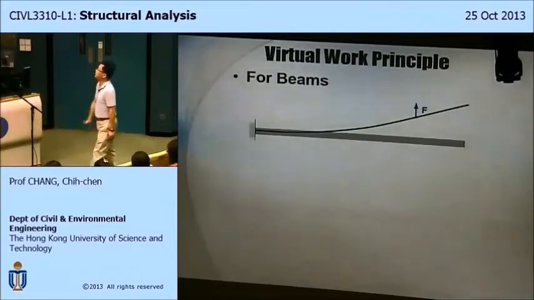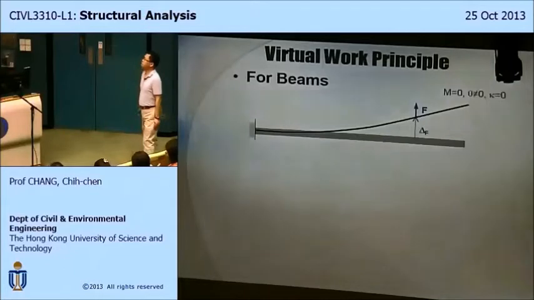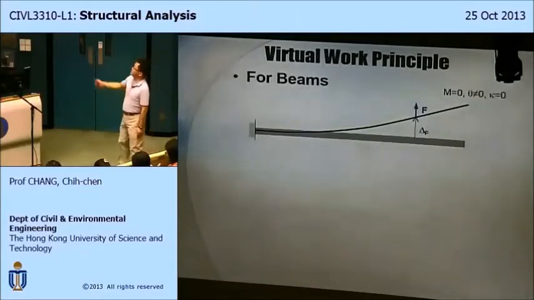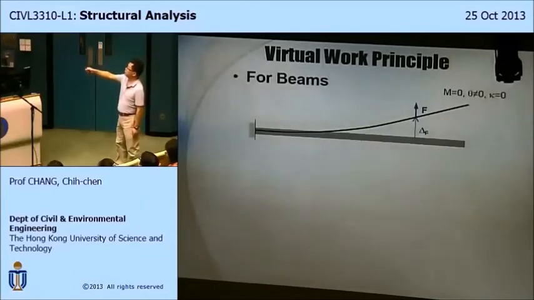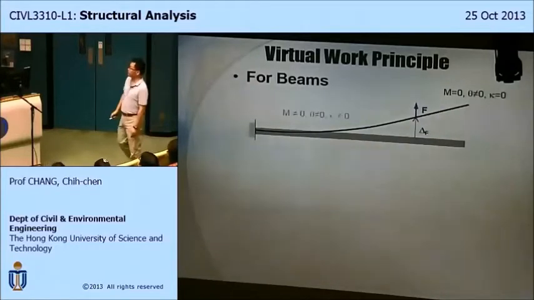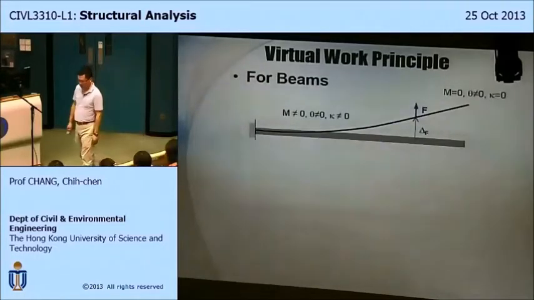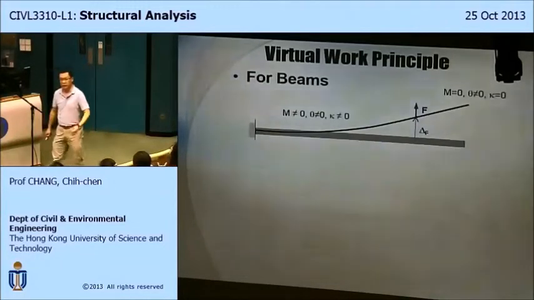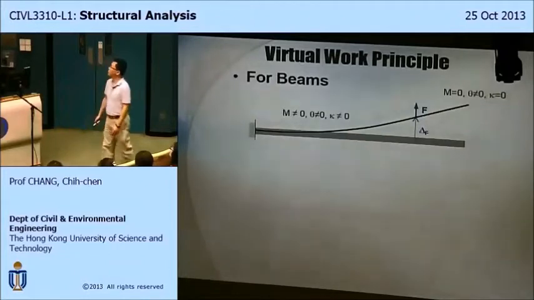This is just some prior knowledge that you should know: looking at a structure loaded like that, there's no curvature in this part, so the moment should be equal to 0 there. And this part is curved, so you should have an internal bending moment, as well as the associated curvature because of that.